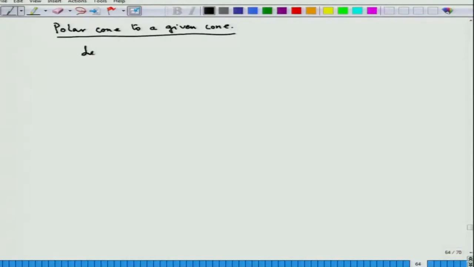So, let K be a closed convex cone. I do not need a closed convex cone to give a general definition of a polar, but our cones are essentially closed and convex in most cases. So, we just assume that fact.